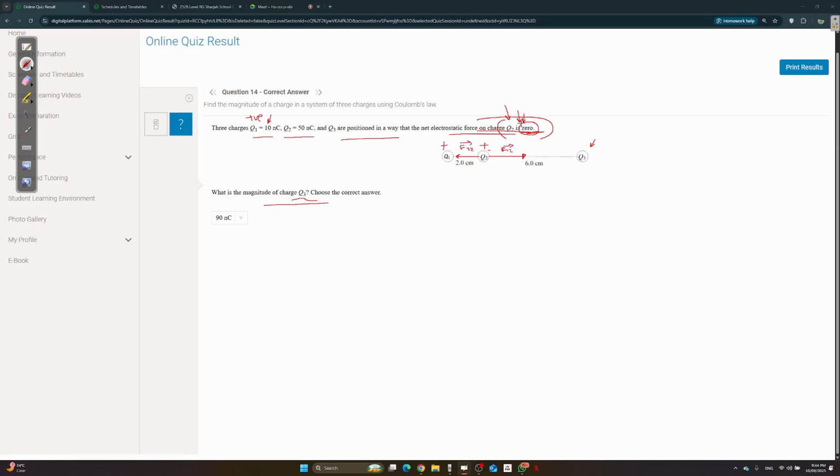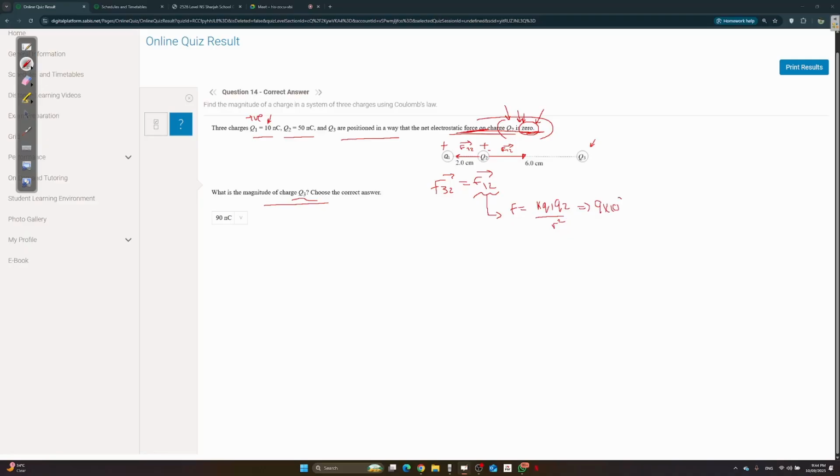Now, they told us that the net force is 0, so let's take a look. Net force is 0, so that means F3 on 2 is equal to F1 on 2. What's F1 on 2? Can we find it? Of course we can. What's the formula to find any force? I'm getting bored of saying it, but F equals K Q1 Q2 over R squared.